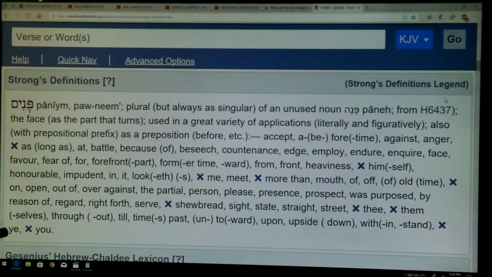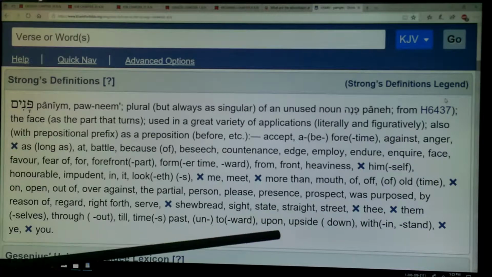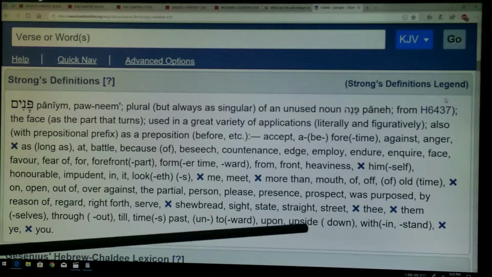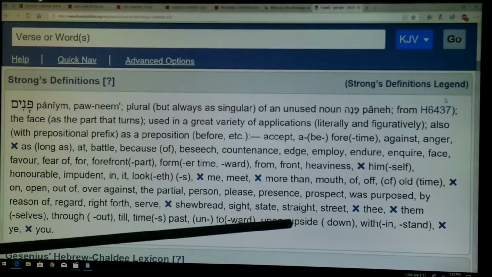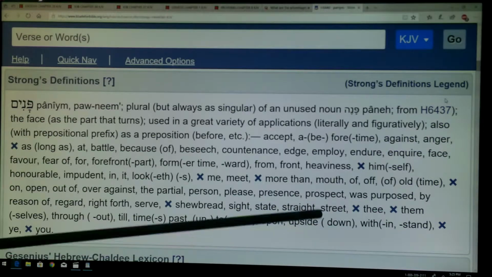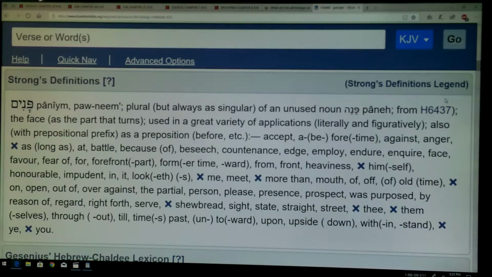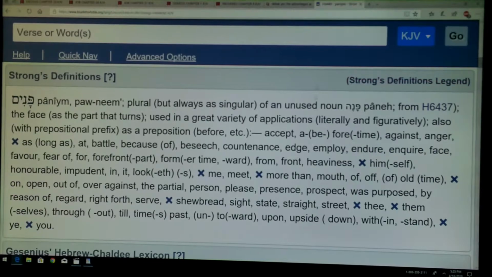Street, thee, them, selves, through, out, till, time past, unto, toward, upon. When the Bible is saying upon the earth, it means upon. That's why it never says around the earth. It always says upon the earth. Upside down. The upside of the water is the panim and is down under your feet. The upside of the earth, the face of the earth, is the panim, down under your feet. The upside of the deep is the panim, down under your feet. Within, stand. You stand over the top of it. Okay? So now we got the panim, we got all that.